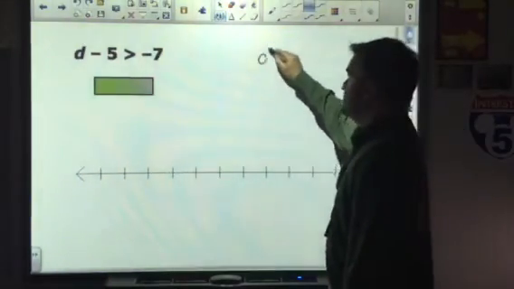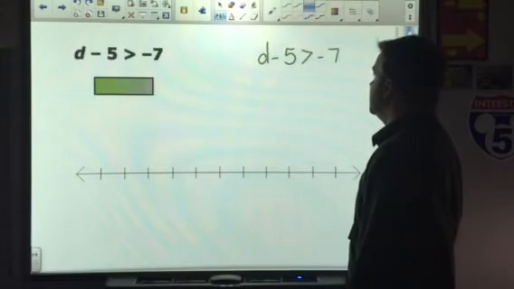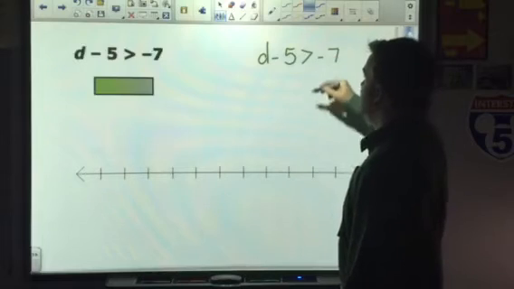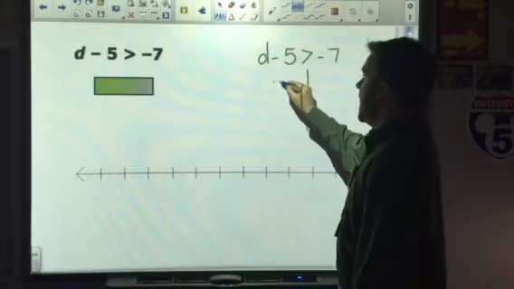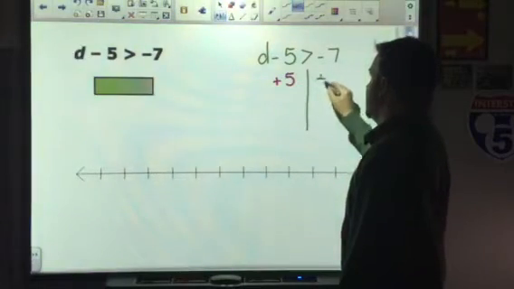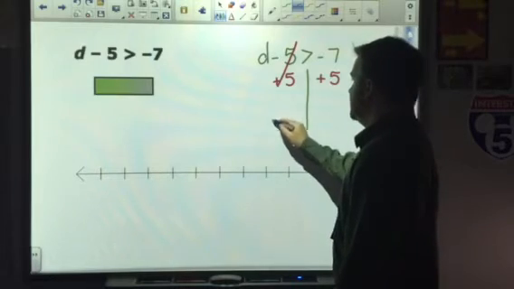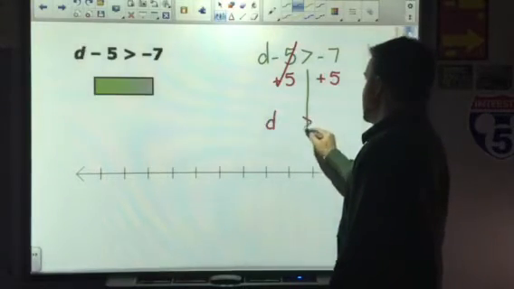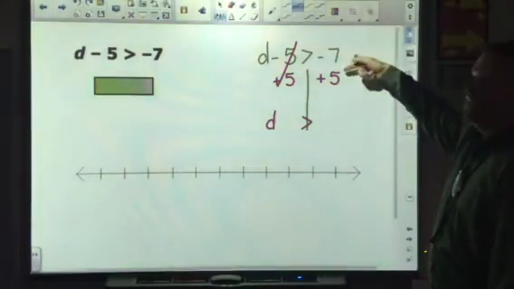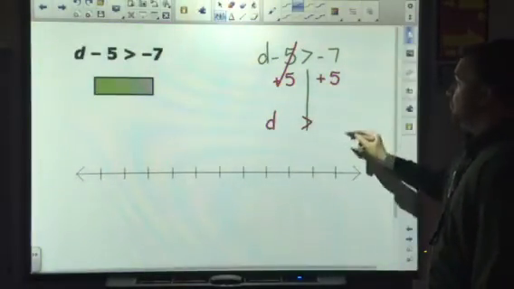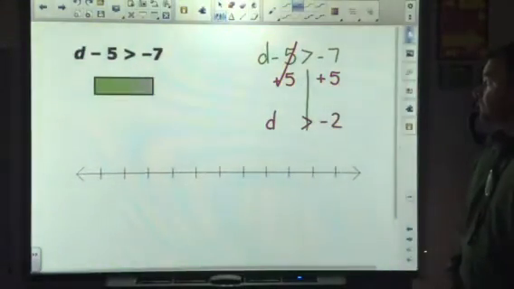So again, the steps. We have d minus 5 is less than negative 7. We have to do the inverse operation to get rid of the 5. So we'll add 5 to both sides. These will cancel out. So d is less than... what we're looking at here is we have 7 negatives and 5 positives. Some of them will cancel out, and we'll be left with 2 negatives at the end.